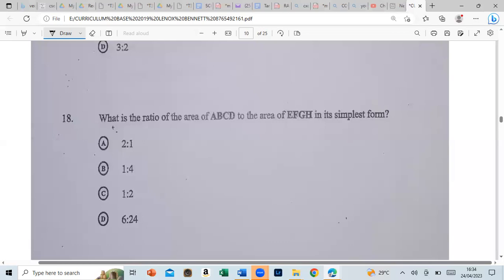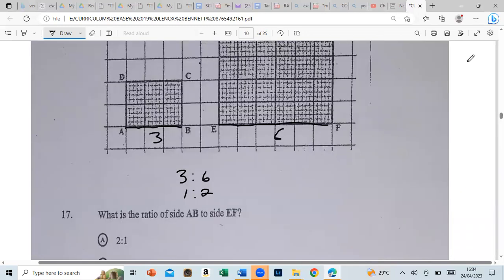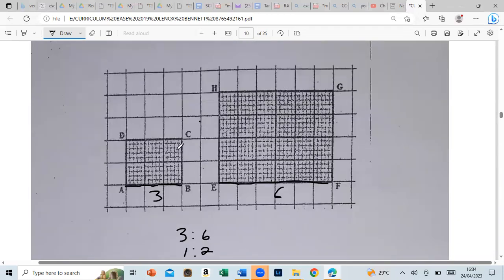What is the ratio of the area of ABCD to the area of EFGH in the simplest form? Let us look at the area. Both of them are rectangles, so let us figure out the area. The area for this is 2 times 3, so that's 6 units squared. Let's see the area for this. This is 6 already, so let's check 1, 2, 3, 4. So 6 times 4 would be 24. So the ratio is 6 to 24, but they did say the simplest. So 6 into itself is 1, and 6 into 24 is 4. So it's 1 to 4.